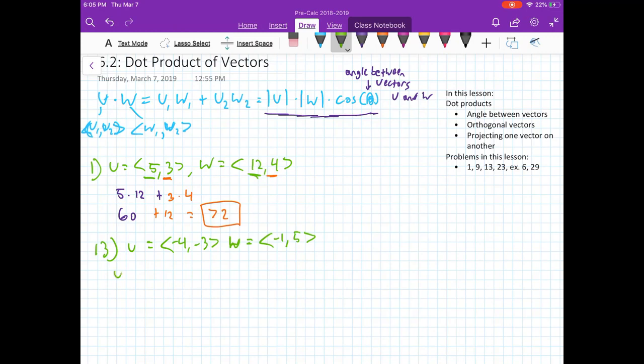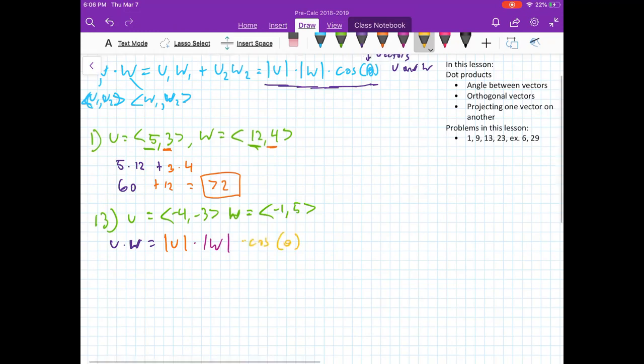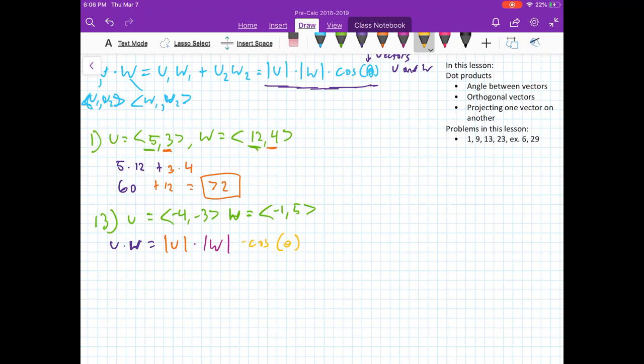So we have u, and we have w. Let's use a different color because that's no longer part of the problem. We know that the dot product of u and w equals the magnitude of u times the magnitude of w times cosine theta. Great. To solve this, we're going to try to solve for the angle between the vectors, this cosine of theta, and we will start just by plugging in values and figuring out what we can. Let's start with finding the dot product of u and w.